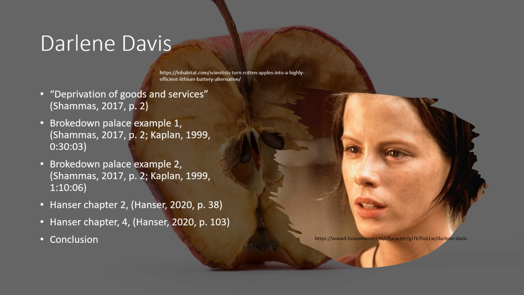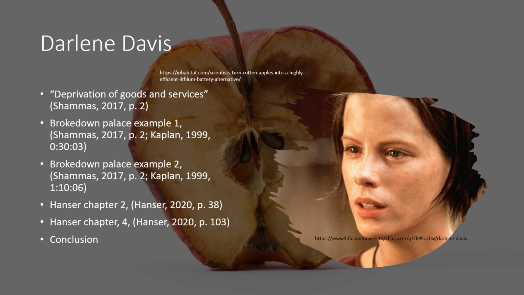The Hanser 2020 text that best correlates with this will be from chapter 2. So chapter 2 best correlates with Brokedown Palace example 1. Specifically on Hanser 2020, page 38, it describes sanctions as punishments, whereas in this particular example of Brokedown Palace example 1, one of the sanctions, or punishments, would be the deprivation of fruit, which is one of the goods that is being deprived.